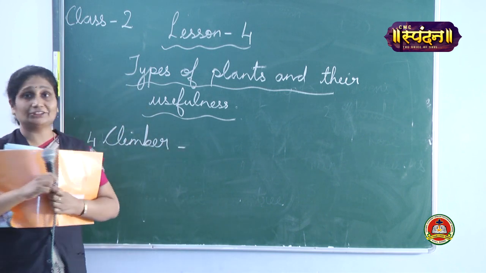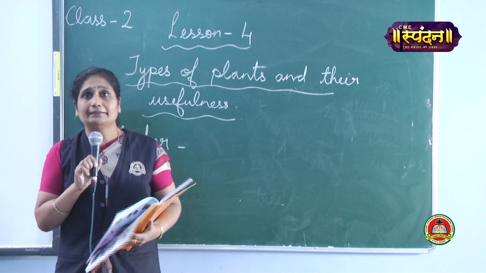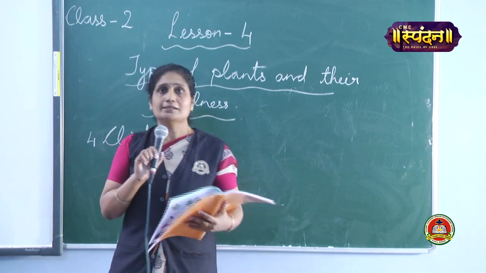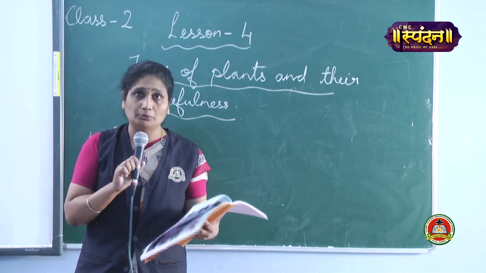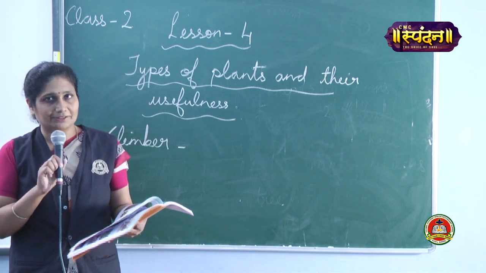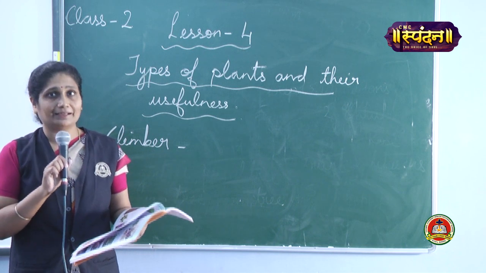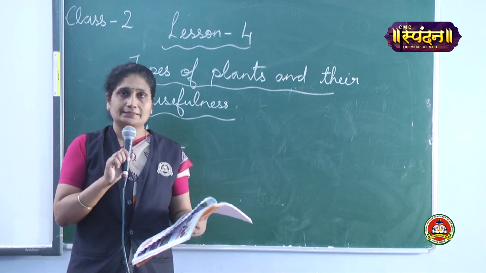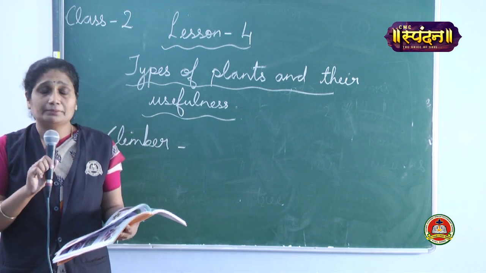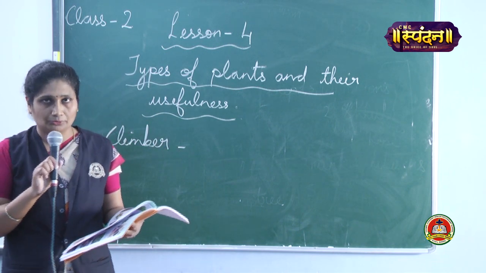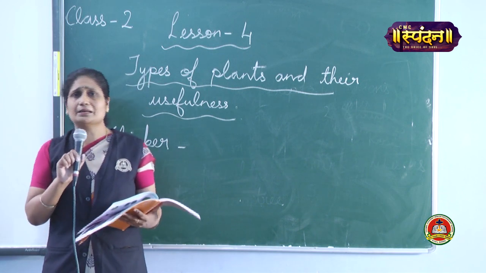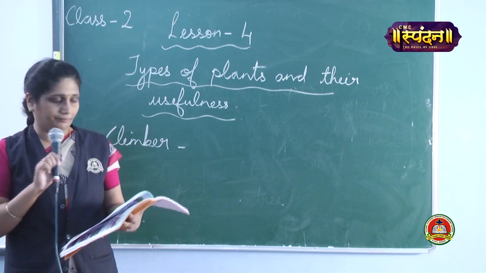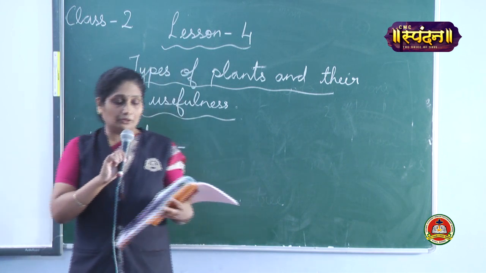Now what are climbers, children? The plant that needs support. It cannot stand straight, so it needs support to grow. What are the plants? Tell me, children. Yes, money plant and beans, barbati. All these plants are called climbers, which need support to grow. And the stems are very weak to climb up. So it needs support to grow. So we'll read about climbers.